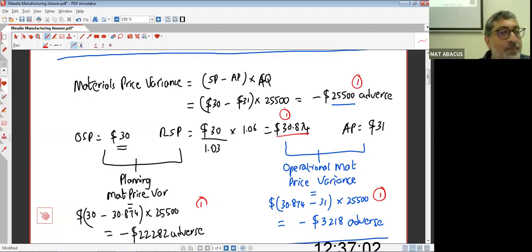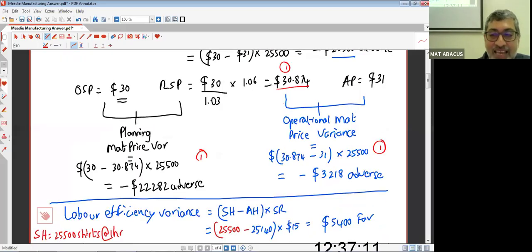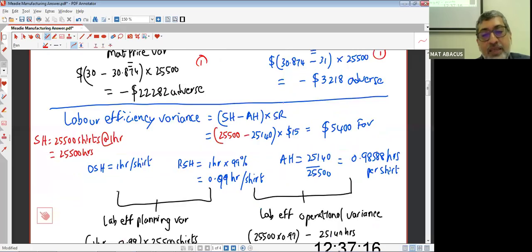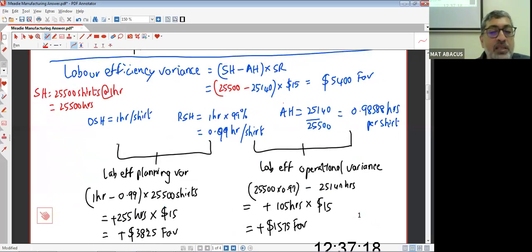Not bad, isn't it? Except that many students forget their PM, so they don't do well. So again, easy marks gone. And then the material price was easy. For the labor efficiency, incorporating the learning curve was something that the majority did not do.